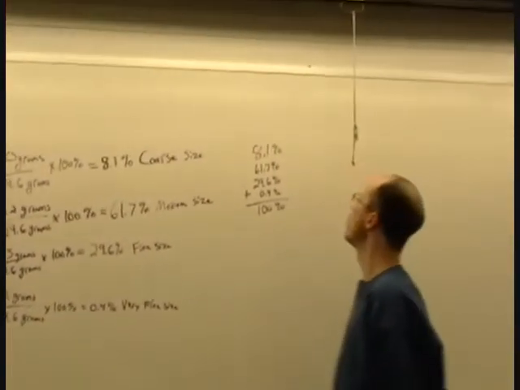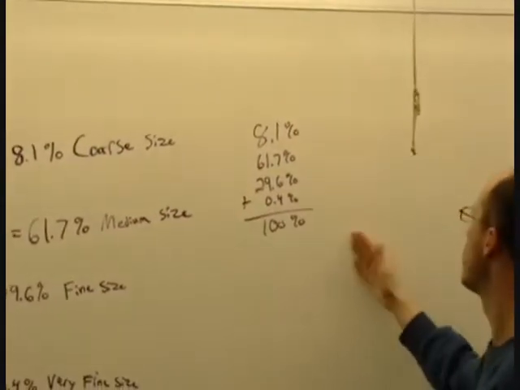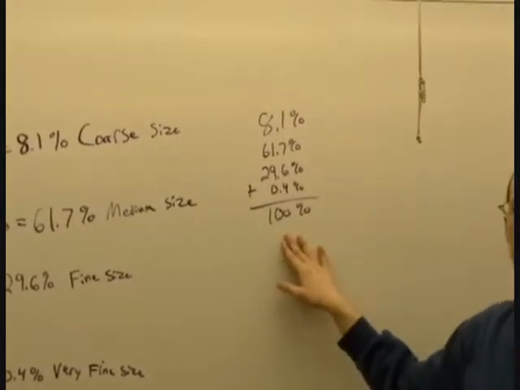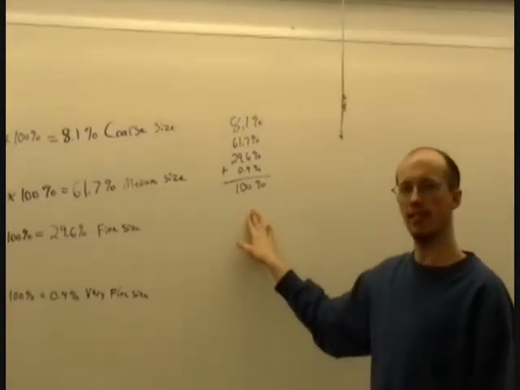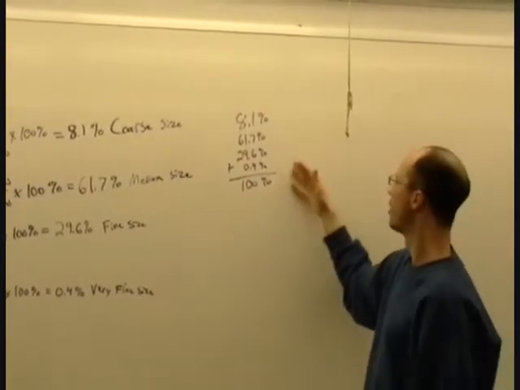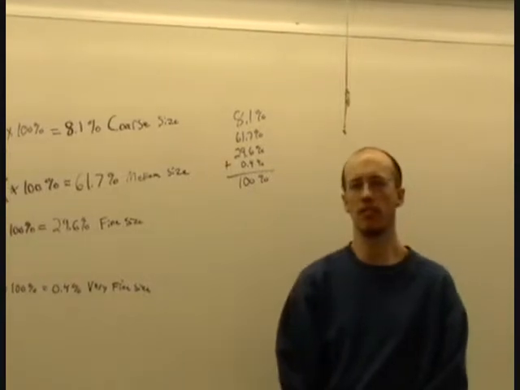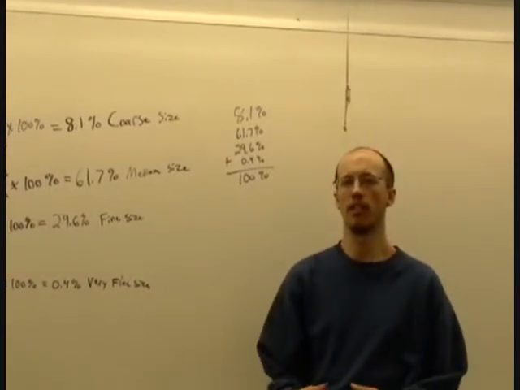Finally, what you should do is add up your total percentage, as you can see here, and you should get 100%. If it's 100%, you've done it right, and you'll know each particle size distribution for the soil that you've used.